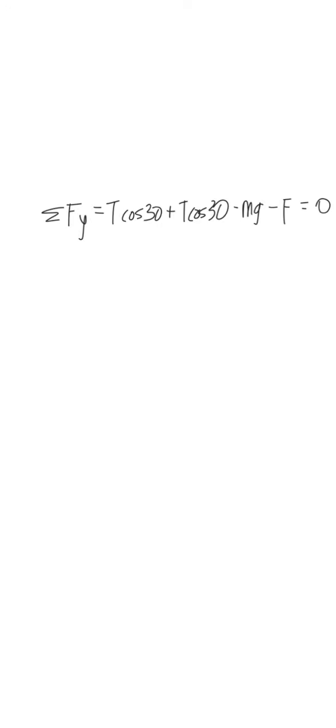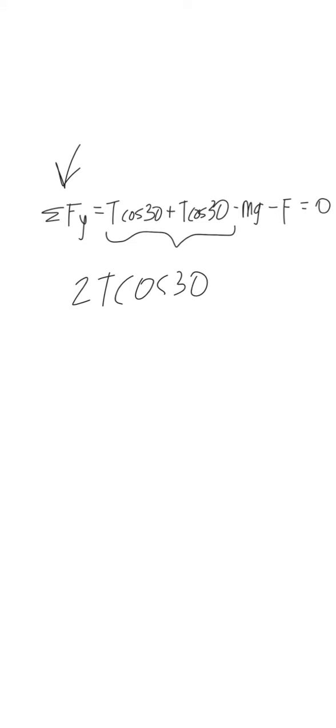So now that we have this basic equation to help us find the sum of all the forces in the y direction, we can start solving. So since we have 2T cosine of 30, then we can do this. Minus mg minus F equals 0. Okay, so now we can start simplifying and plugging in our known values.